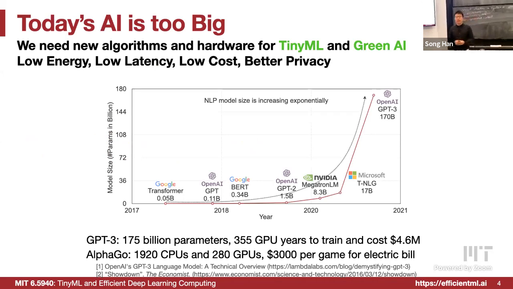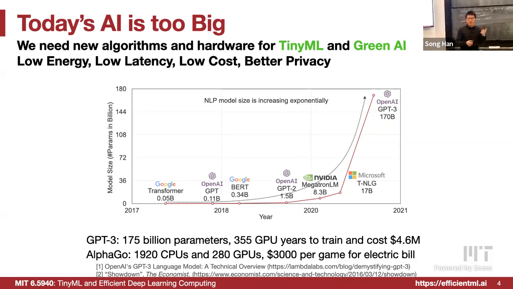Today's AI is pretty big. As we can see across the years, the model size measured in billions of parameters is growing super fast. But we need new algorithms and hardware that are more efficient, efficient for inference, efficient for training, rather than taking a lot of resources for memory and compute, so that we can fit them in our pocket, fit them in our phones, and reduce the carbon footprint toward greener AI.